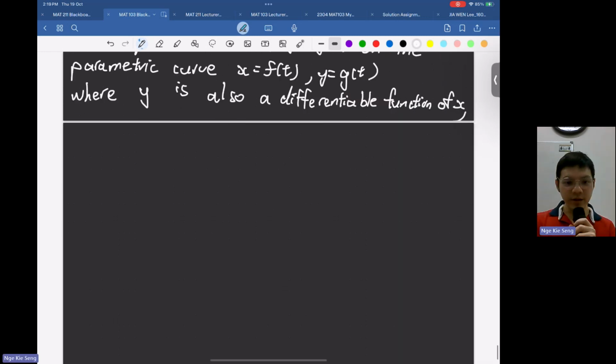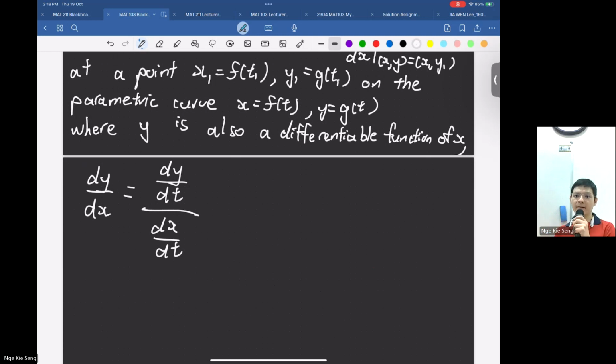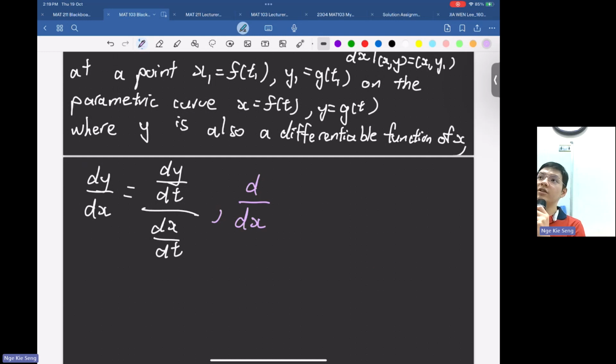So what's the point here? The point here is dy dx is computed as dy dt over dx dt. I think this is from the chain rule, right? Can you imagine the chain rule? So what is this really? Remind you again, dy dx is not a fraction. It's an operator d over dx on y. More precisely, x depends on t in our case, and y depends on t, but y also depends on x. So actually y depends on x and t.